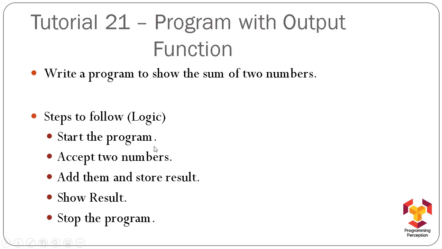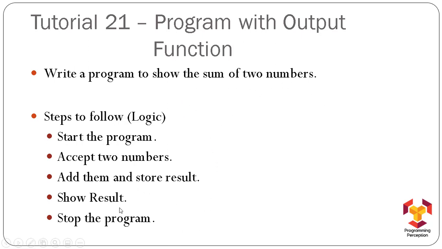Definitely we will start the program with the main. To accept two numbers, first of all, we have to declare two variables, and till now we don't know how to accept a value from the user. So we are going to assign two values to them ourselves, and then we will add those values with the help of a plus operator, an arithmetic operator for addition. Then we will store the result with the help of the assignment operator, also known as the equals to symbol. Then we will show the result finally with the help of a printf. And finally we will stop the program, of course. So these are the steps to be followed to show the sum of two numbers.